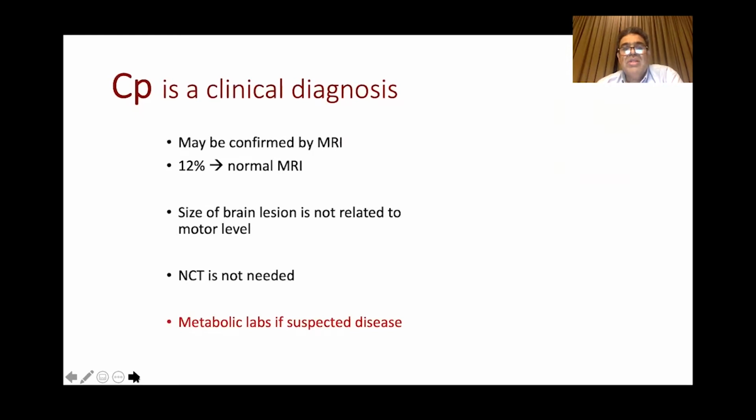CP is a pure clinical diagnosis. It may be confirmed by MRI, but you should know that MRI needs anesthesia in children. That's why it's not commonly used. The size of the brain or the size of the brain lesion does not correlate with the level of motor deficits. Nerve conduction tests are not needed. Metabolic labs are only needed when you suspect a metabolic error or metabolic disease.